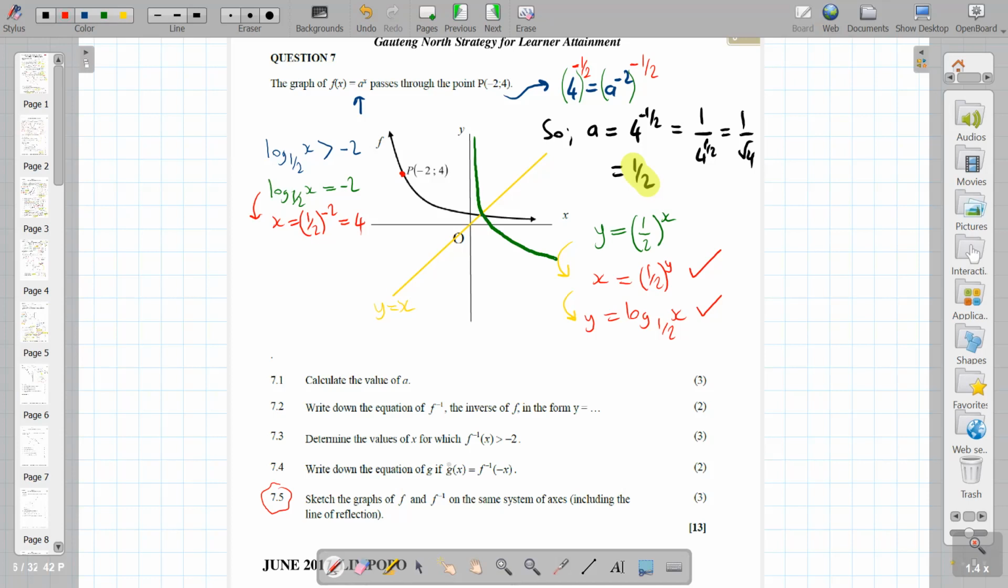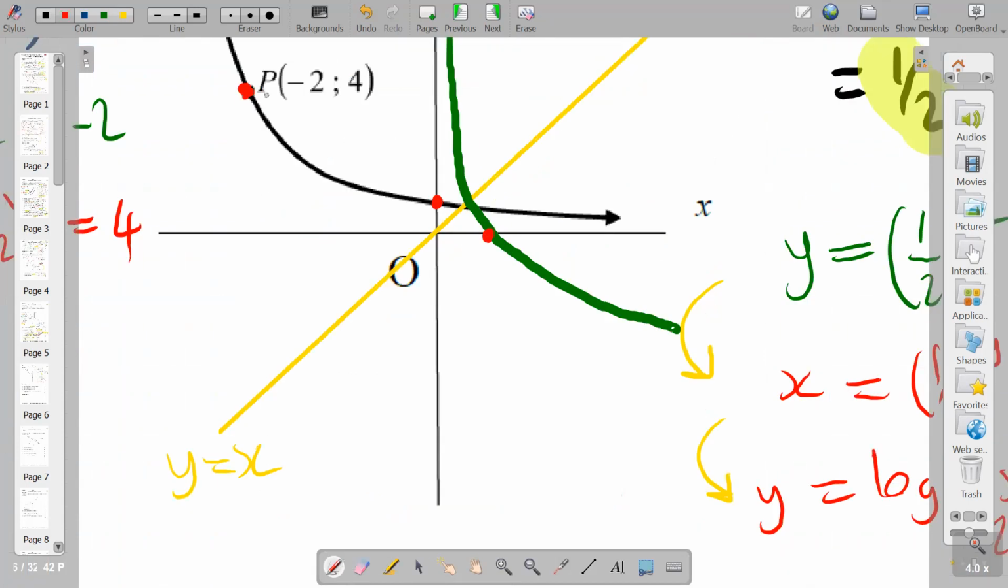So what are my critical points is basically here. This y-intercept becomes my x-intercept, and that point P becomes a point here, and that point will be what? -2 and 4 will become 4 and -2. See, that's 4 and -2. So that's -2 and 4. So those are the critical points. And here we have 1 and 0. Sorry, 0 and 1. It becomes that in the inverse function. So 0 and 1 as y-intercept become 1 and 0 in its inverse.